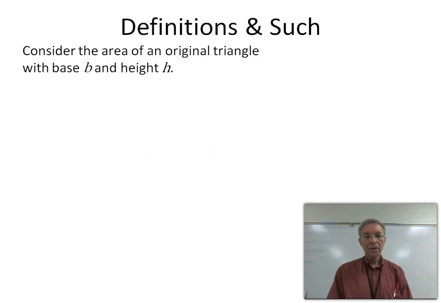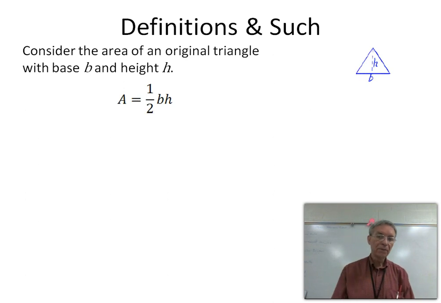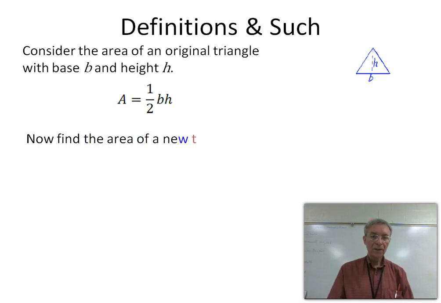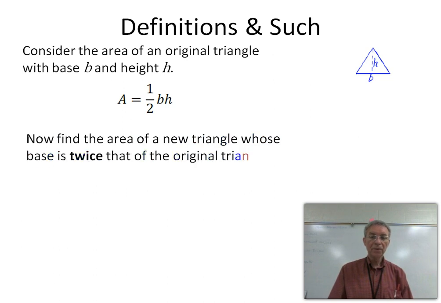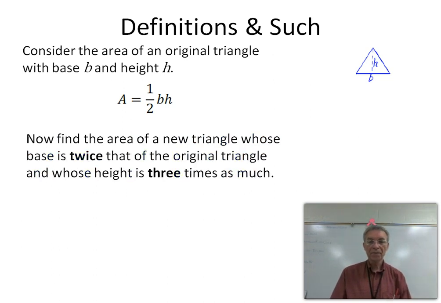Okay, here we go. It says, consider the area of an original triangle with base b and height h. As you know, the area formula for a triangle in its basic form is 1/2 of the base times the height. This is a diagram showing you this. They want you to find the area of a new triangle whose base is twice that of the original triangle and whose height is 3 times as much. So this is what we're going to do.